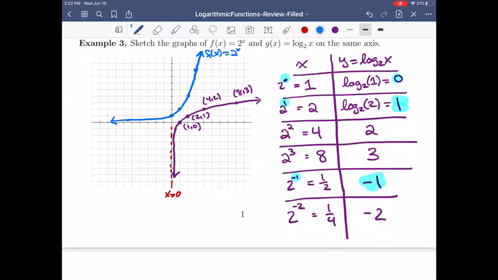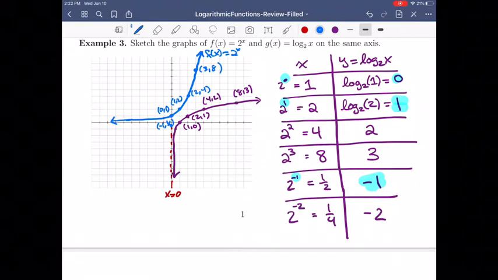Now I'm going to write some of these points here. For the 2 to the x graph, we had the point 0, 1, the point 1, 2, the point 2, 4, and the point 3, 8. We also had the point negative 1, 1/2, etc.